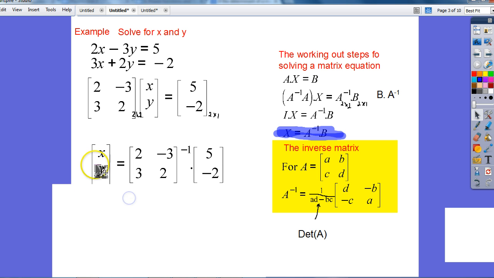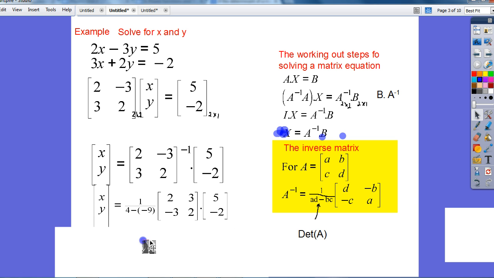So there's our solution for the unknown matrix, the inverse of the coefficient matrix multiplied by the unit matrix, like we have here. Rub that out because we can't see it after I've coloured it all in. Okay. Then if I go ahead and work out that inverse using my rule, I've got my determinant in the bottom, 4 minus negative 9, which is positive. And then there's my inverse matrix.